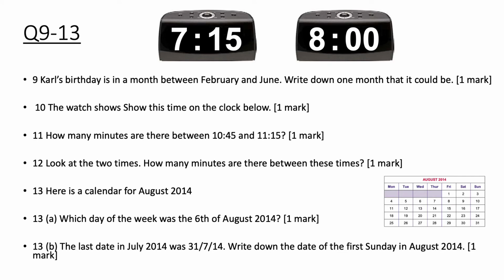Okay. Question number 9. Carl's birthday is in a month between February and June. Write down 1 month it could be. So it could be March, April, or May. After May it's June, so it can't be June or February actually, so it has to be either March, April, or May. So what I'm going to put down is March, but they will accept April and May. So I've put down March for my answer there.